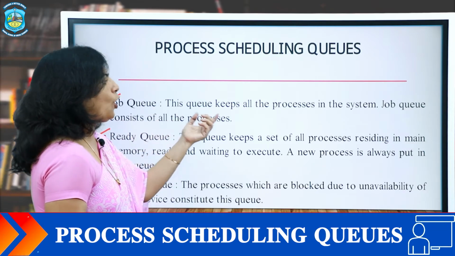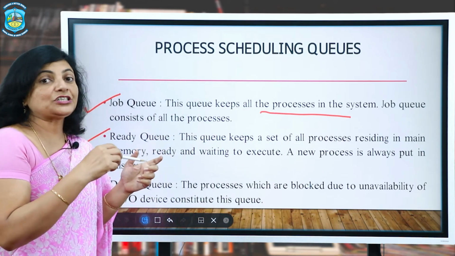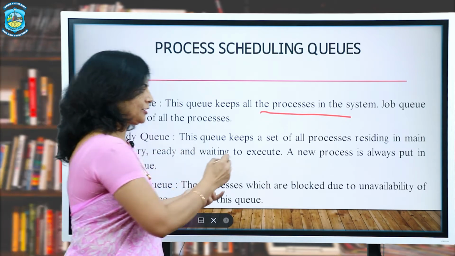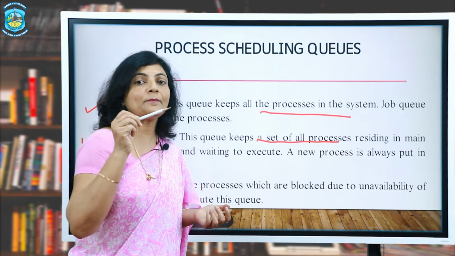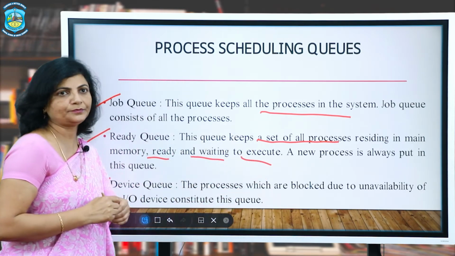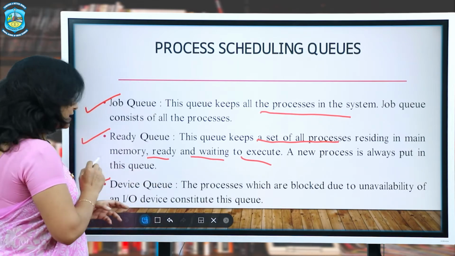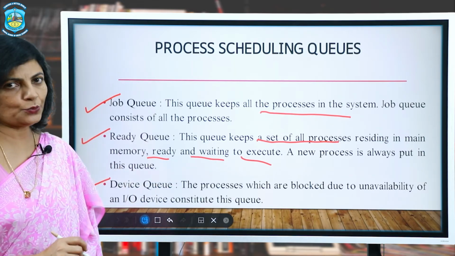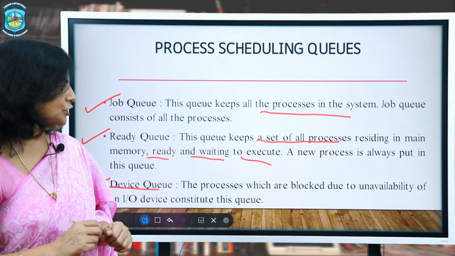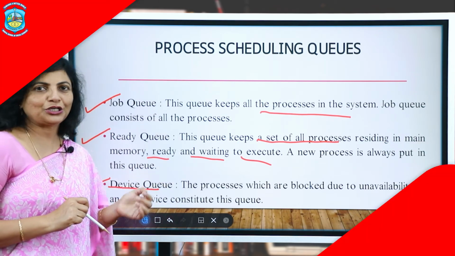The job queue keeps all the processes in the system. It has all the processes which are not yet created. The ready queue keeps a set of all the processes that are residing in the main memory, which are ready and waiting for execution. All the newly created processes are kept in the ready queue. And the third queue is the device queue. The processes which are blocked due to unavailability of I/O devices constitute this queue.